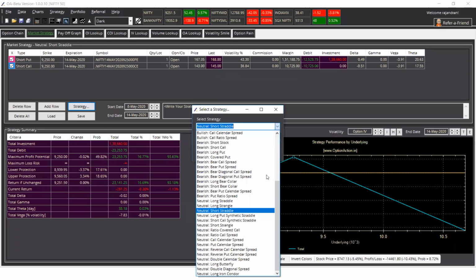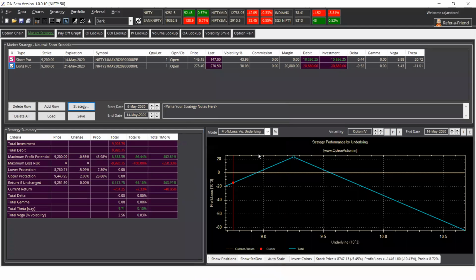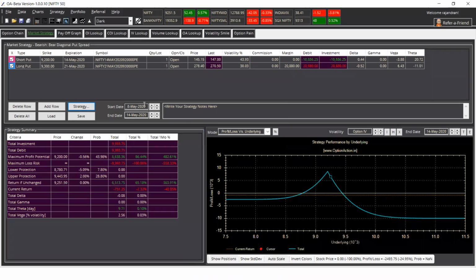It is called a kind of bearish diagonal put spread, right? So that's what I had done here. At this point of time, if somebody is expecting a bearish put spread, they have downside risk. Even if there is a big downside move coming in, something like price going to 8,500 or 8,000 by next week, your downside losses are getting protected.